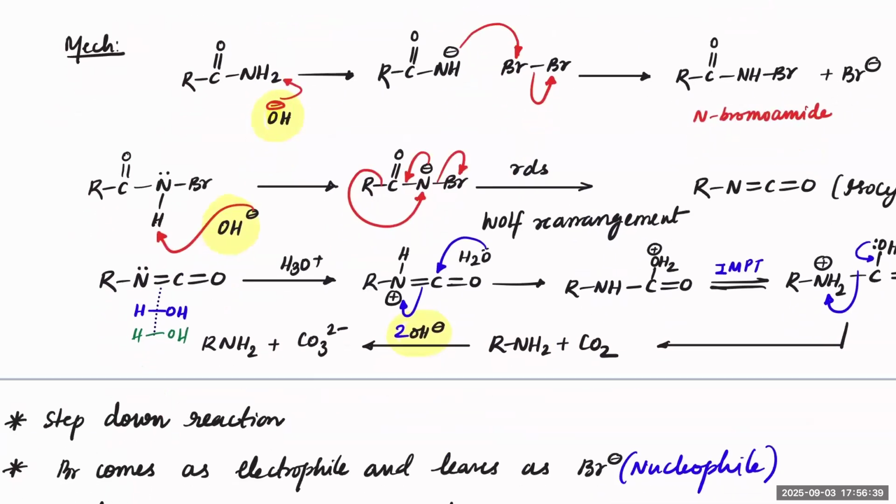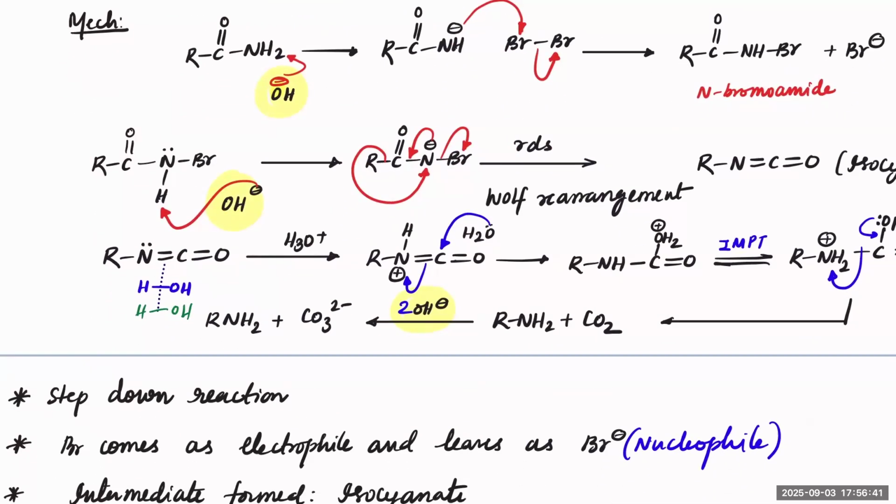Okay. And once you get N-bromoamide, this base will again take H plus away, giving a negative charge on nitrogen. That will push here. As it pushes here, the carbon-carbon bond will break and this R will go and attack this nitrogen.